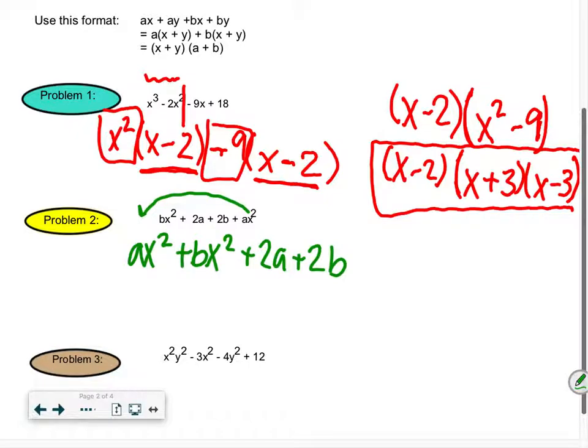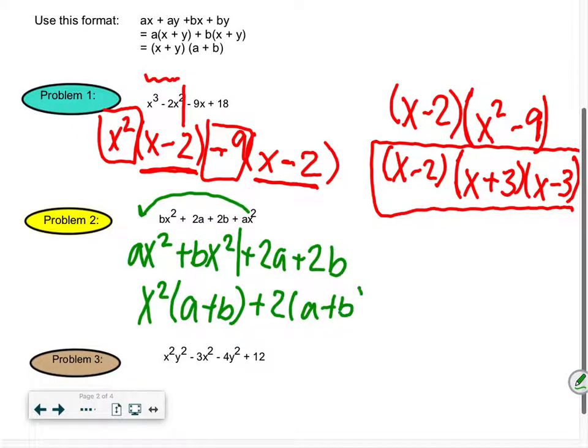Okay, I'm going to split it down the middle. What can I pull out of my ax squared plus bx squared? X squared. What's left in the parentheses? A plus b. What can I pull out of my right-hand side? 2. What's in my parentheses? A plus b. Questions up to here? Nope. Okay. Do my parentheses match? Yes. What do I do now?